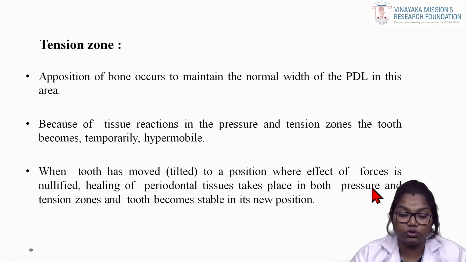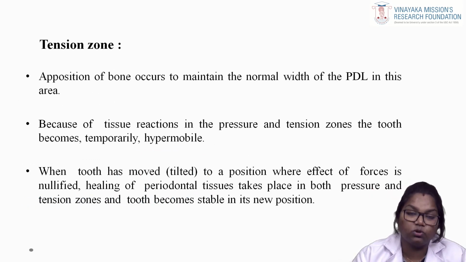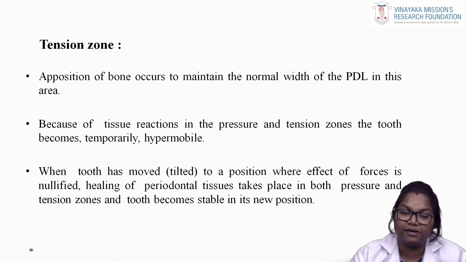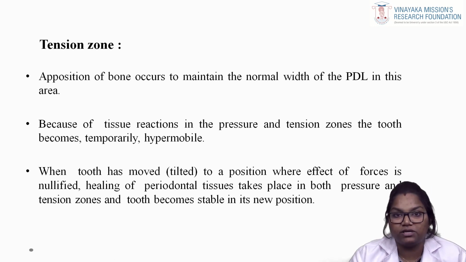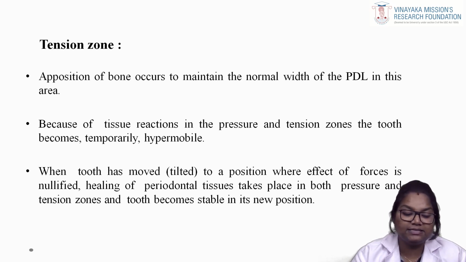Next is your tension zone. So whenever we have a pressure zone and whenever there is bone resorption happening, to compensate that we have something called a tension zone, and there we have some elongated tissues which results in bone formation. Apposition of bone occurs to maintain the normal width of the periodontal ligament in this area.